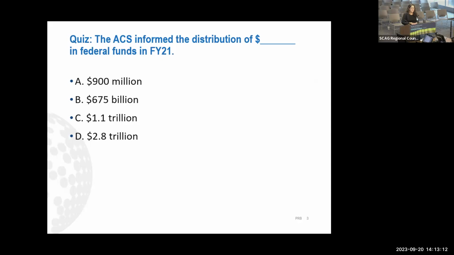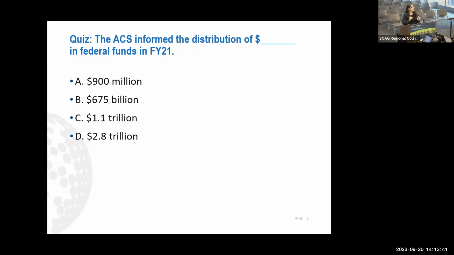It's used for a lot of purposes. It's also really important. Does anyone have a guess as to how many dollars the ACS was used to help allocate in terms of federal funds in FY21? Who thinks it was A, 900 million? Okay, I don't see any hands. 675 billion, 1.1 trillion, getting closer, 2.8 trillion. All right, those of you who answered 2.8 trillion are correct.